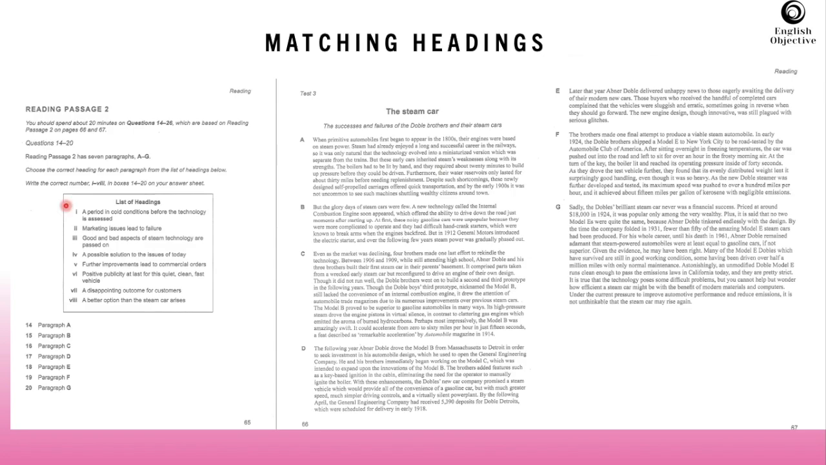Something that we need to take into account before beginning with the techniques of this matching headings type is that we always have more headings than paragraphs. So in this case, we have 8 different headings. It could be also 9 or 10. And in this case, we have 7 different paragraphs. It means that we always have some extra headings that we don't need.